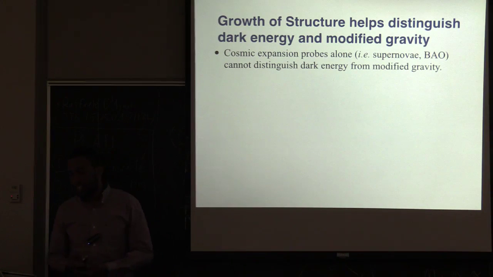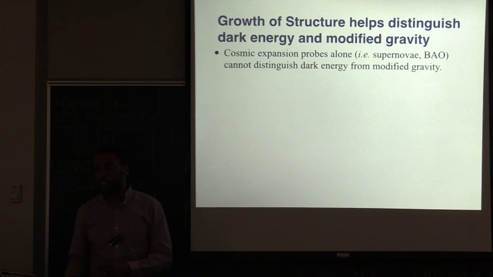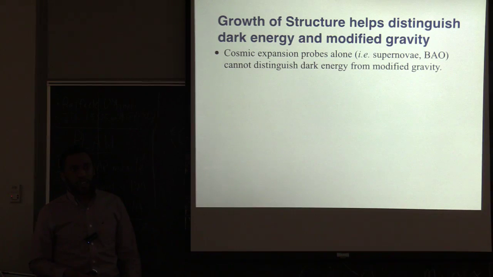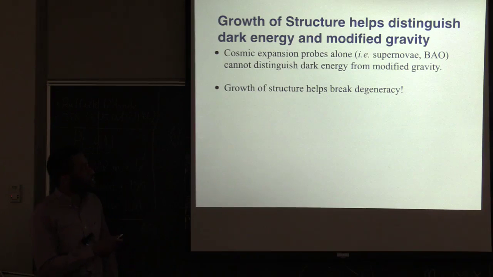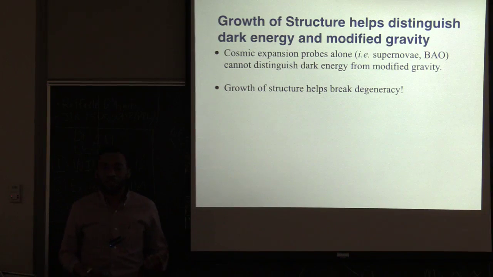Well, unfortunately, probes that just look at the expansion history of the universe, such as supernovae and baryon acoustic oscillations, do not have enough information alone to tell the difference between these two phenomena, specifically because you're only looking at gravitational effects. Specifically, one type of gravitational effect, the expansion of the universe. And so in order to tell the difference between these two phenomena, you need to look at a different gravitational process. And so the growth of structure is the candidate to break that degeneracy.